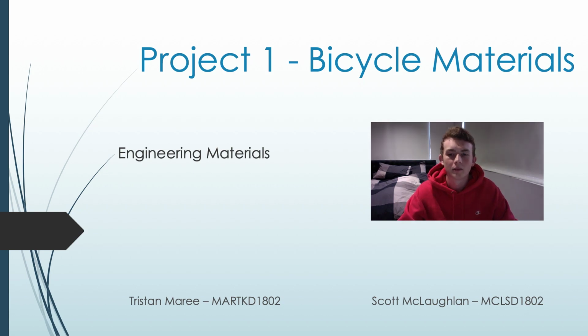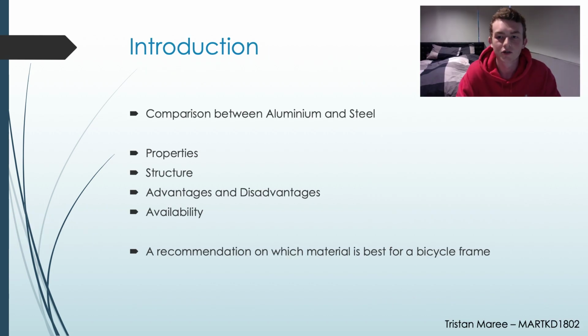Hello and welcome to a presentation on which materials would be the most efficient for use in the manufacturing of a bicycle frame. My name is Tristan Maree, and today I'm joined by Scott Mclauglan to discuss and compare the two materials of aluminium and steel. Through examining properties, structure, advantages and disadvantages, and the availability of the material, we can make a clear recommendation by the end to choose which material would best suit a bicycle frame.